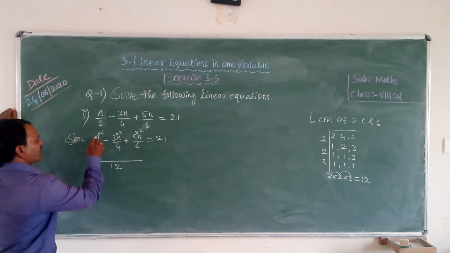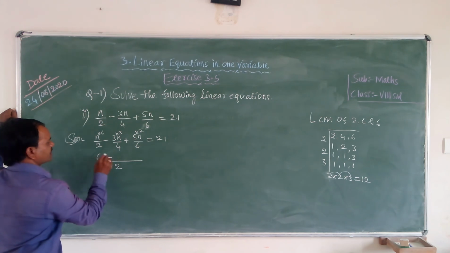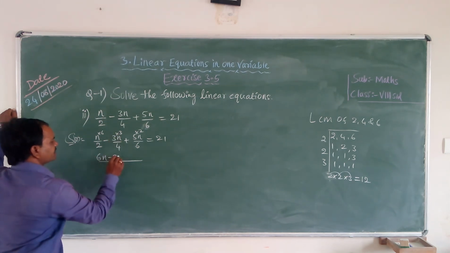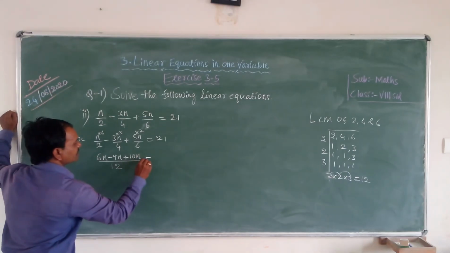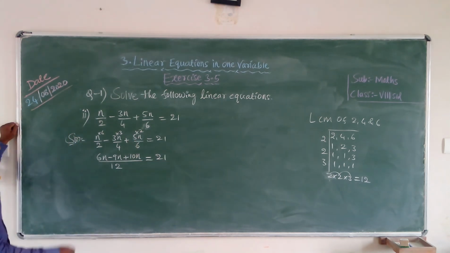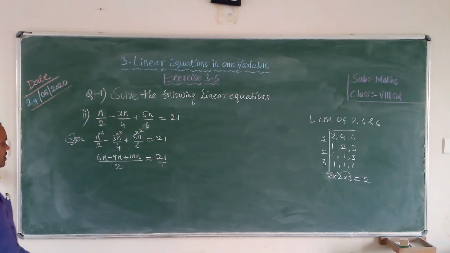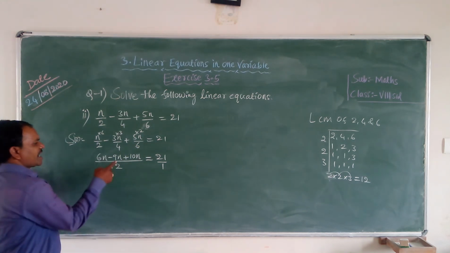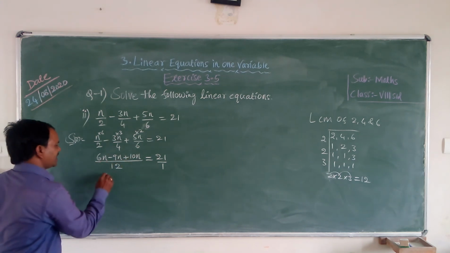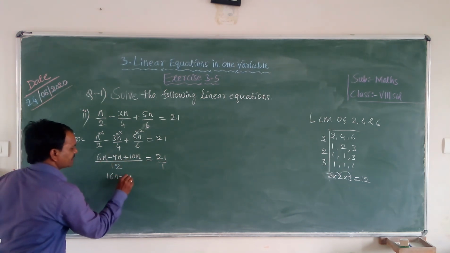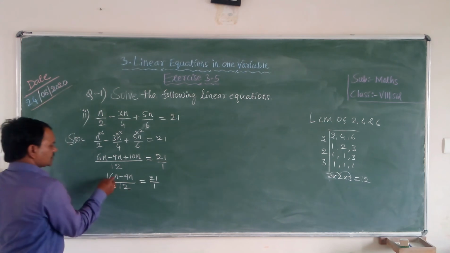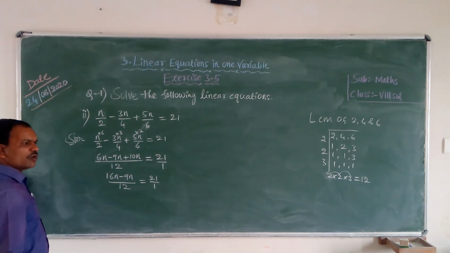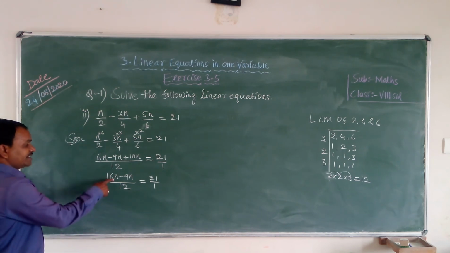See, 6 into n, 6n, minus 3 3s are 9, n, plus 5 2s are 10, n is equal to what? 21. Whatever the denominator is 1, 21 by 1 means 21 only. So first we add 10 plus 6, 16n minus 9n divided by 12 is equal to 21 by 1. So 16n minus 9n, how much? That is very important. 16 minus 9, how much?